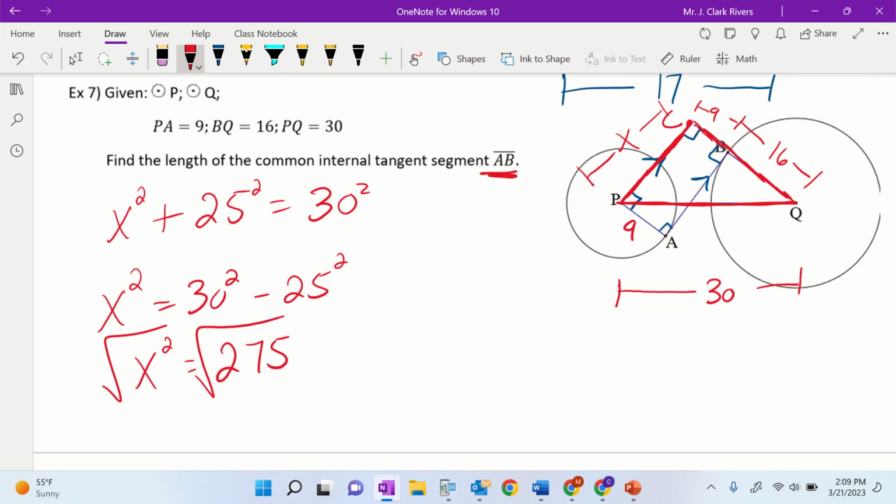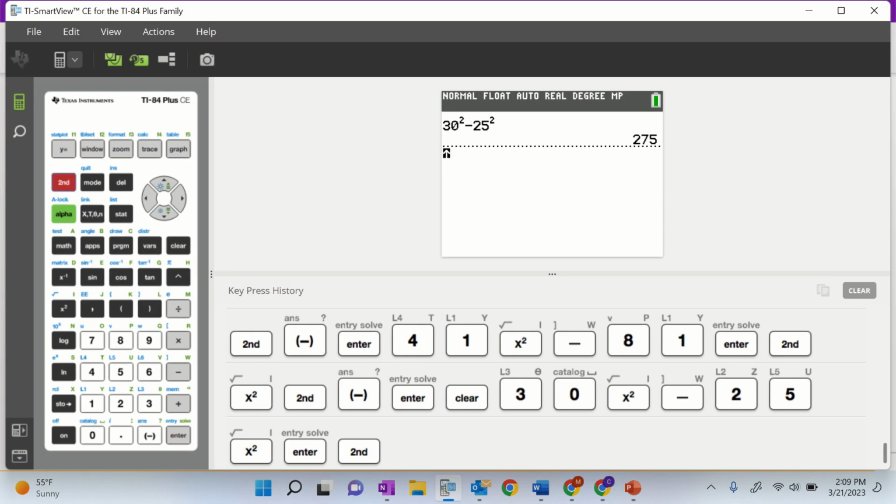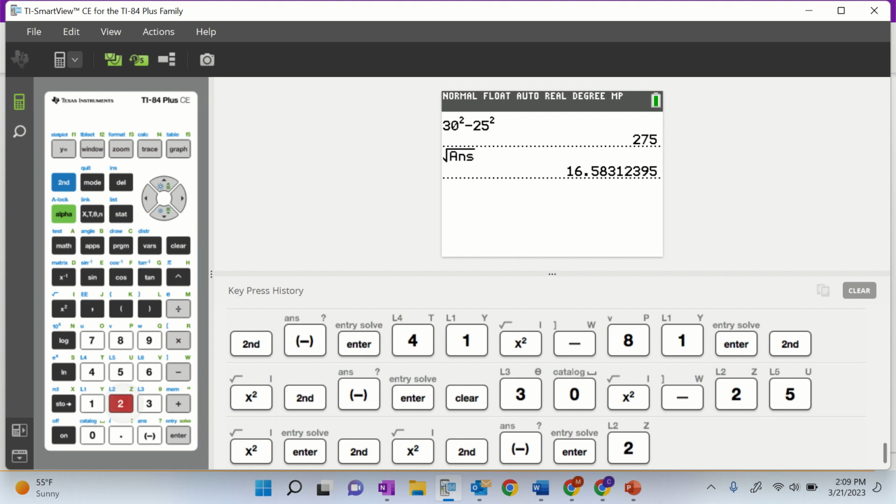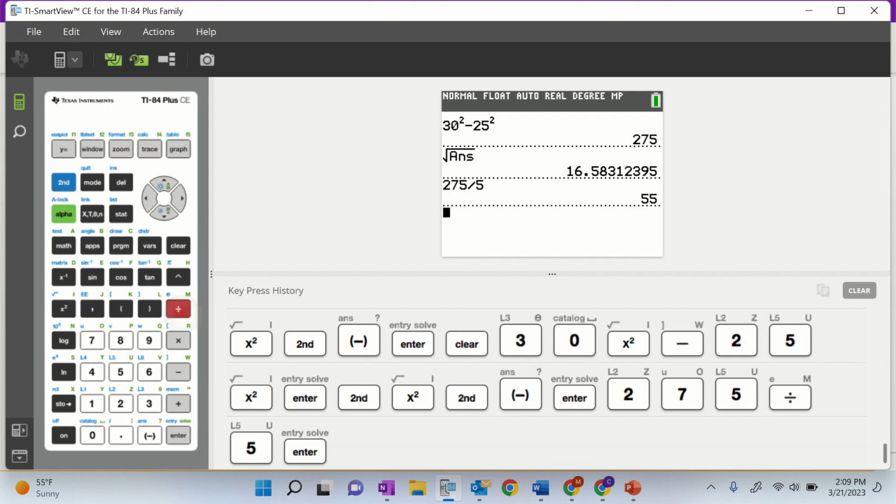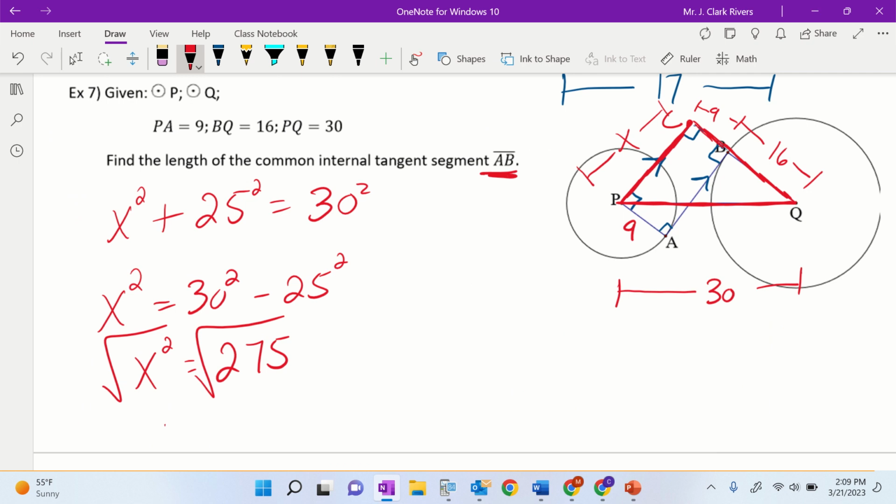All right, so let's see here. I don't think 275 is a nice even square root. Let's double check. It's not. So we've got to do some prime factorization with 275. I can divide it by 5 for sure. I can divide 55 by 5 for sure. So it's going to be 25 times 11. So x equals the square root of 25 times 11. So this is equal to 5 root 11. That is the length of AB.